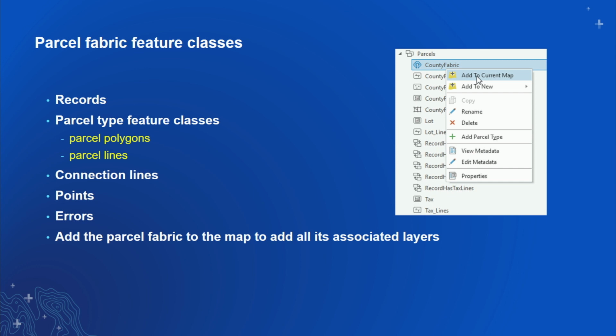And when you want to add this Parcel Fabric to the map, you just have to drag the controller dataset into the map, and it'll drag all the associated feature classes that are with it. So you don't want to be adding them separately. You want to make sure whenever you add a Parcel Fabric to the map, you add the controller dataset, and then it'll add everything that needs to be added.